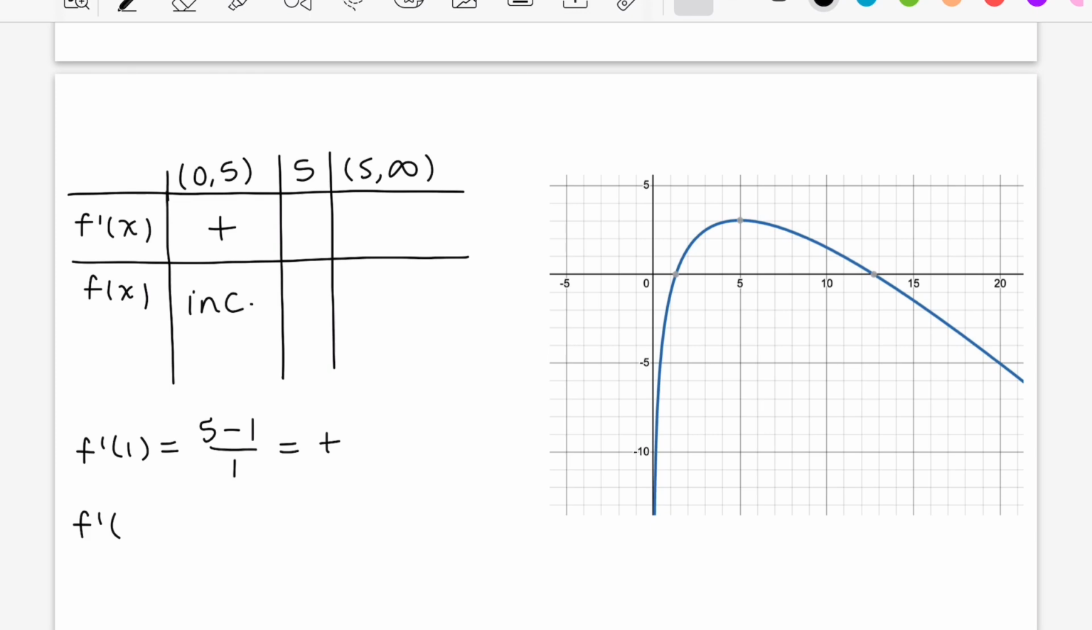When picking a number in our next interval, 5 to infinity, we'll look at 6. And we know in this case we'll get -1. So this is negative here. All right, so that means our function is going to be decreasing in this region. And then we know that at x is equal to 5, our derivative is 0. All right. And then we actually have a sketch of this graph here. We see that at this point, we're going to have a horizontal tangent line.